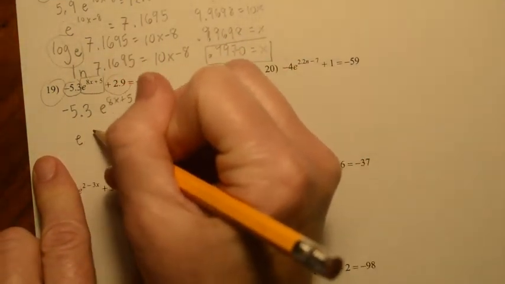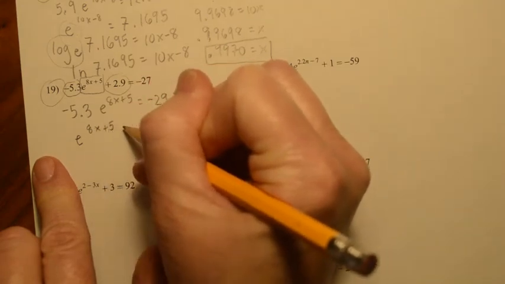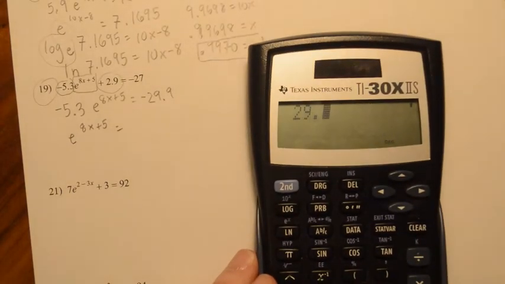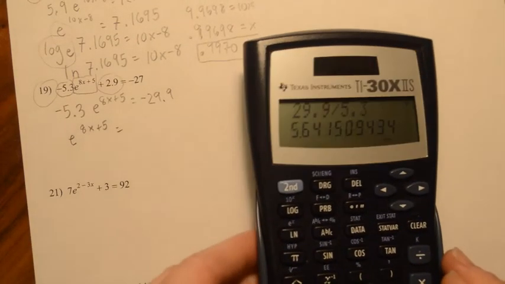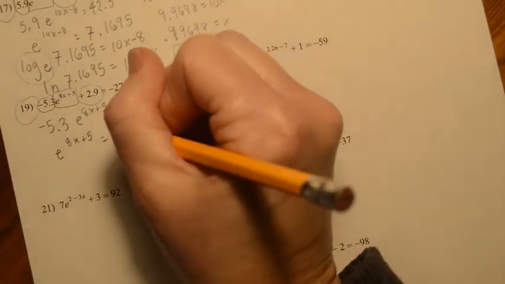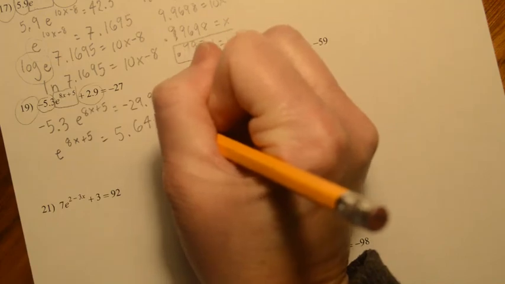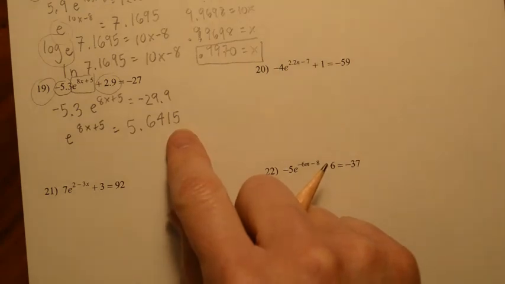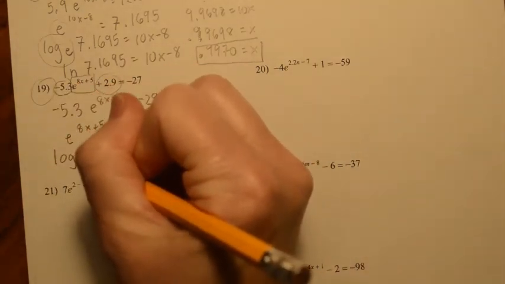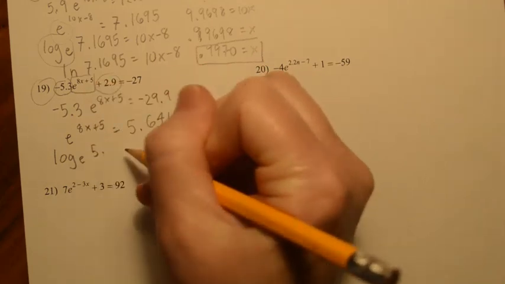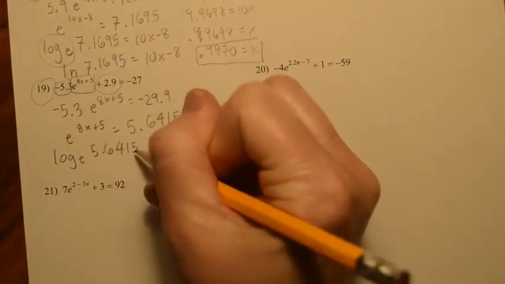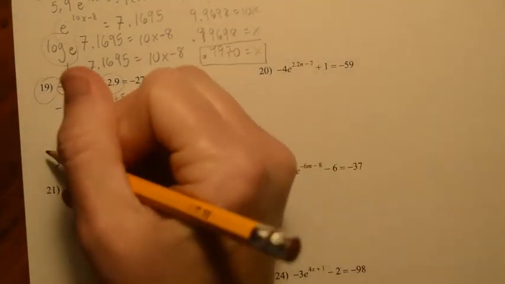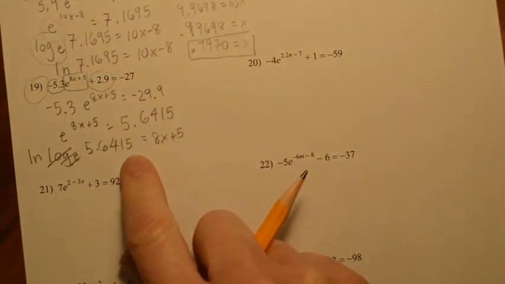Divide both sides by 5.3. So we get e to the 8x plus 5 equals 29.9 divided by 5.3, which is 5.6415. I'm going to rewrite in logarithmic form. So again, just like last time, this is going to be log base e of 5.6415 equals 8x plus 5. Again, I'm just going to replace this with natural log of that.